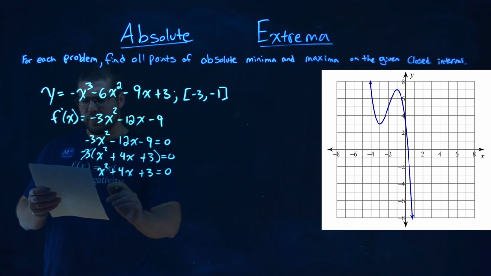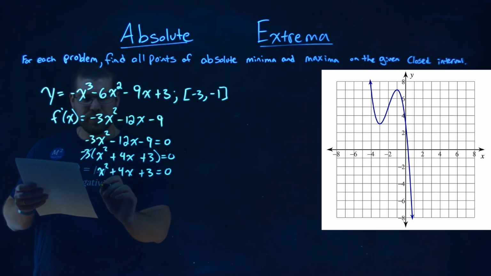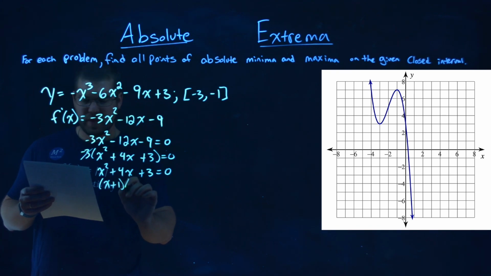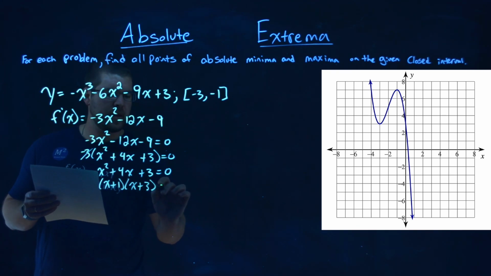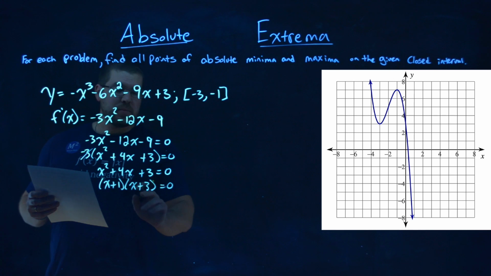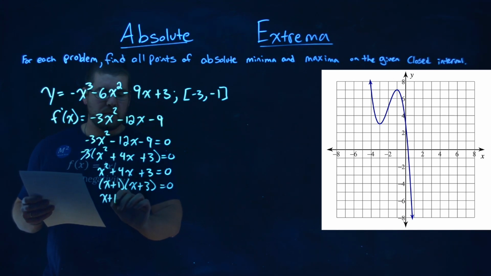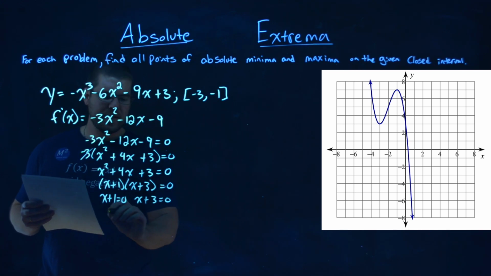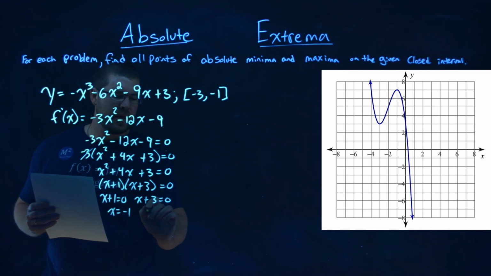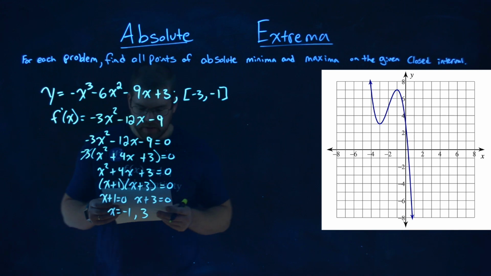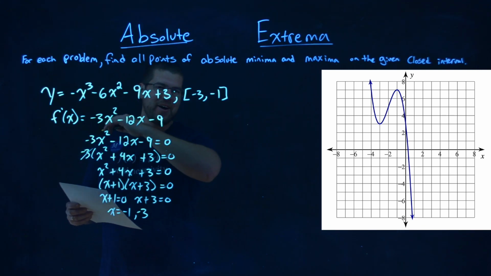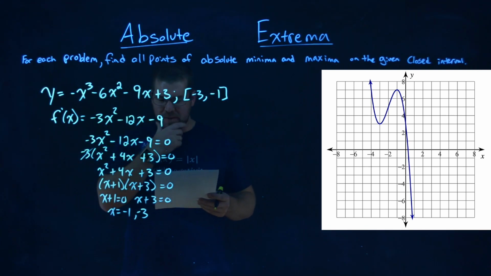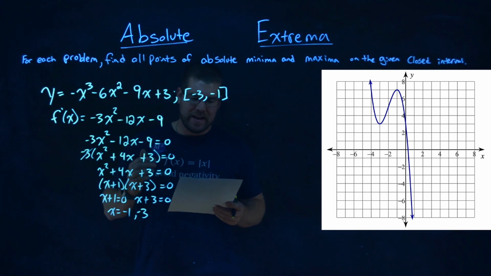To factor this, we find what multiplies to 3 and adds to 4, and we have x plus 1 and x plus 3. Now we can set each part equal to 0. x plus 1 equals 0 and x plus 3 equals 0, and solving, x is negative 1 and a positive 3. Or sorry, negative 3. Almost messed that one up right there. Okay, so we have negative 1 and negative 3 here.